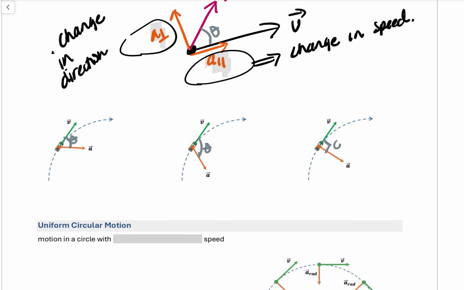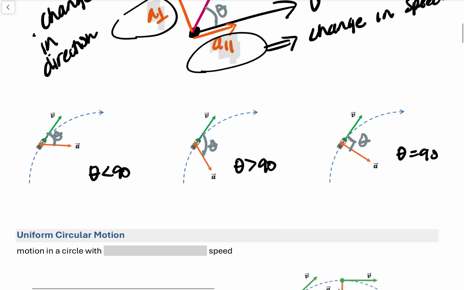So there's theta. And so in the first case, we have theta is less than 90 degrees. Here we have theta is greater than 90. And in the last one, we've got theta is equal to 90.